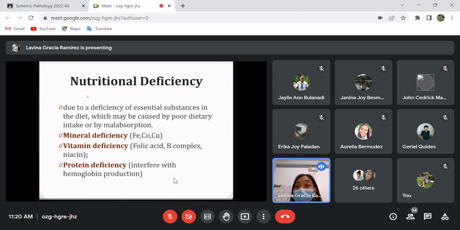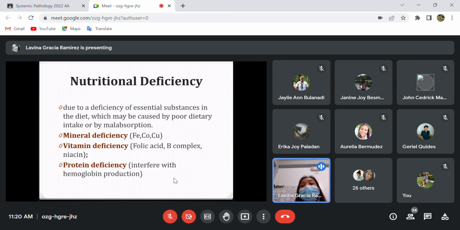Now, pagdating nyo ng pharm, meron tayong drug na focus on the folic acid. If there is intense intake of these chemical substances, these drugs, it could affect the blood synthesis, particularly your erythrocytes. Okay, protein deficiency, your hemoglobin.